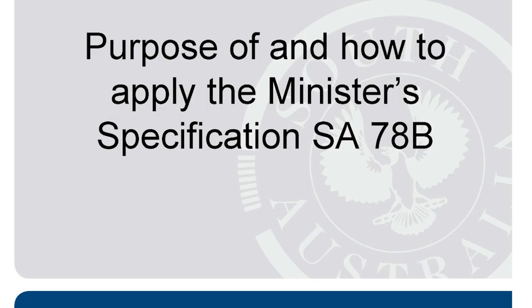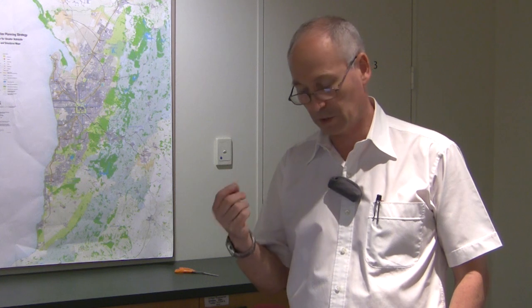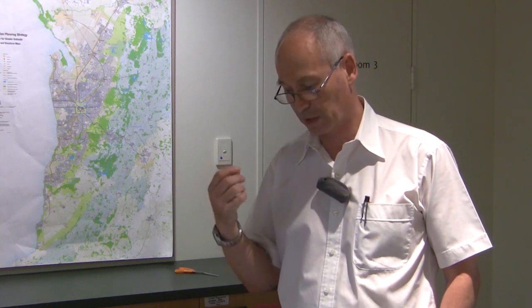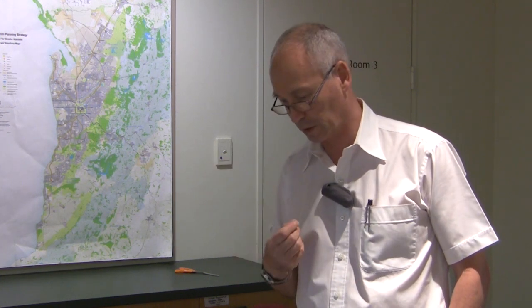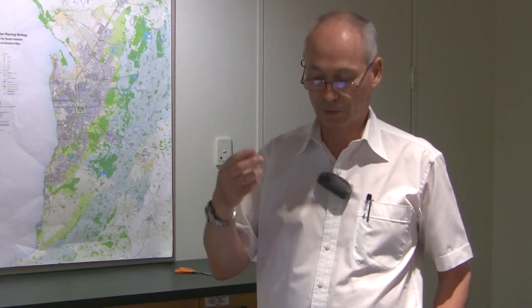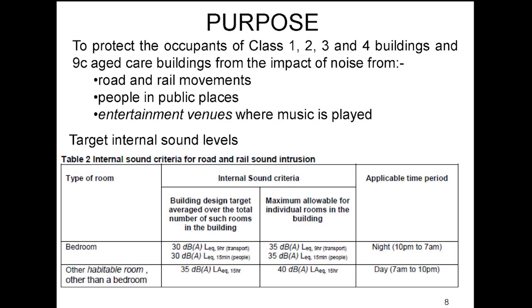We can now look more specifically at the Minister Specification, that's SA 78B, and look at how that works. Okay, the purpose of the new Minister Specification is to protect the occupants of residential buildings from those noise impacts from road and rail movements, the mixed-use background noise levels and entertainment venues.